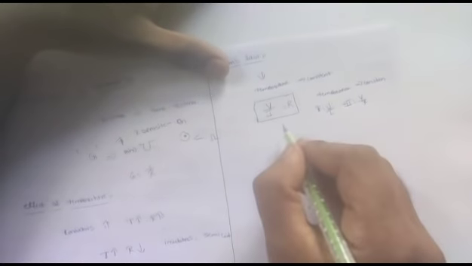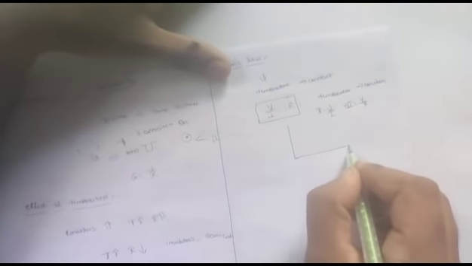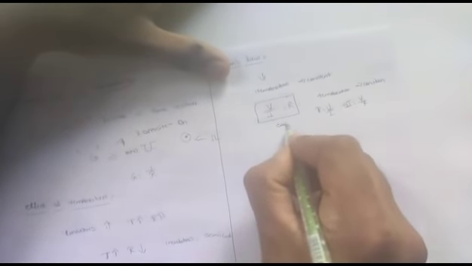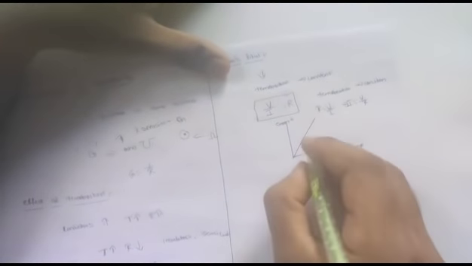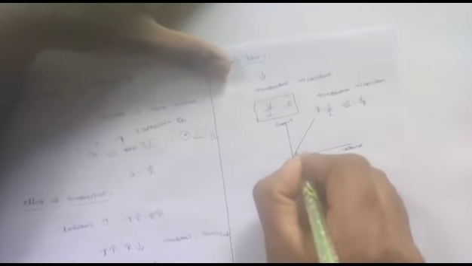Let us simply draw a graph, then you can understand easily. Here is the current, here is the voltage, and we have the line. So if the current increases, the voltage increases. So they are directly proportional. That's it. Okay.